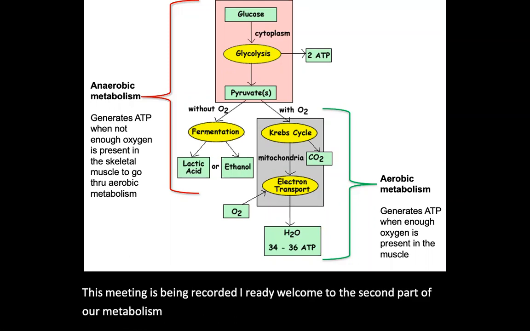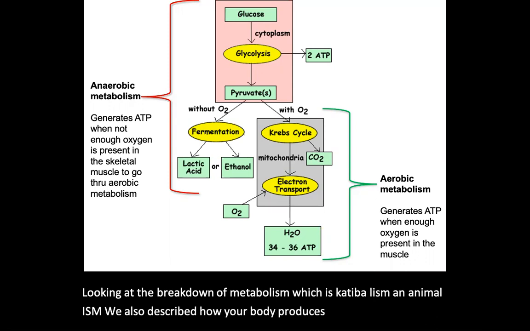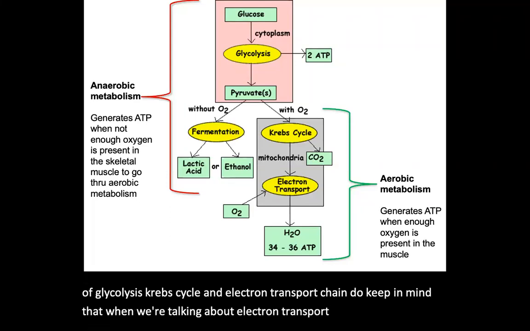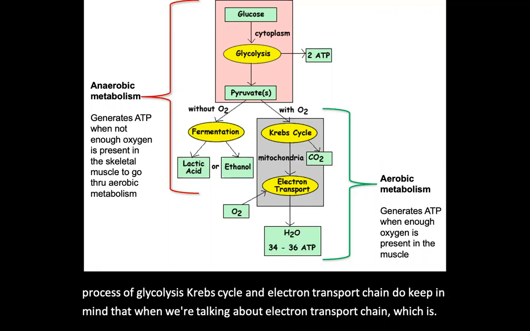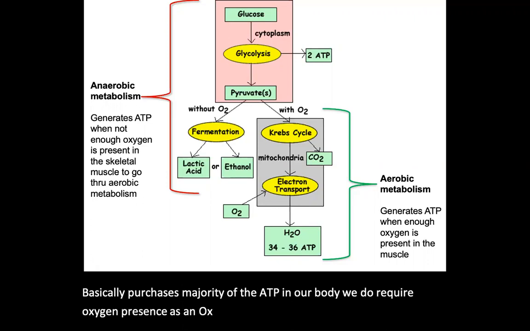So last time we focused on looking at the breakdown of metabolism, which is catabolism and anabolism. We also described how your body produces ATP during the process of glycolysis, Krebs cycle, and electron transport chain. Do keep in mind that the electron transport chain basically produces the majority of the ATP in our body. We do require oxygen presence as an electron acceptor, and without that, we will not be able to produce as much ATP.